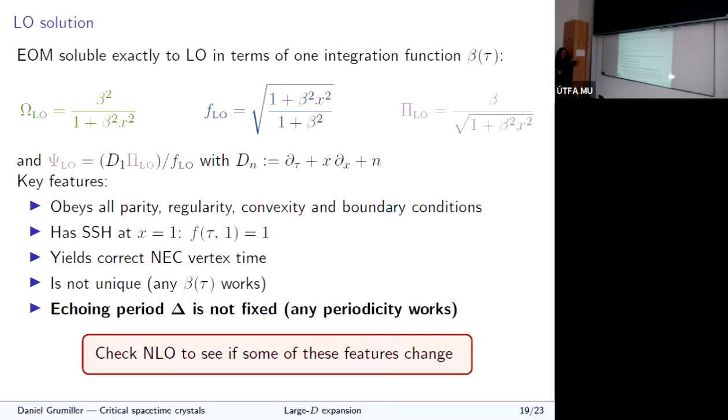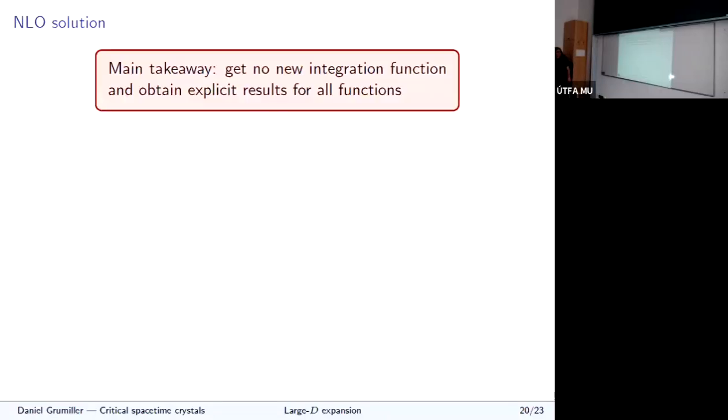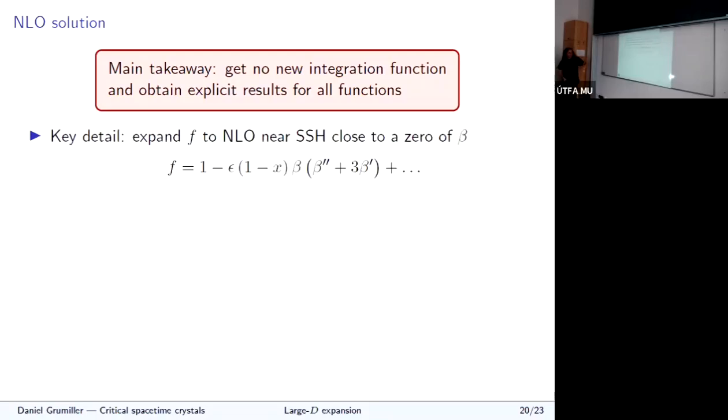Still, we wanted to see what happens if we go to next-to-leading order to see if some of these features change. So I'm not going to show you the next-to-leading order solution explicitly. It's very simple. It's again expressed in terms of elementary functions. The main takeaways: we get no new integration functions, and we obtain explicit results for all functions. One key detail I want to highlight: when you expand this SSH function to next-to-leading order near the self-similar horizon, close to 0 of beta, then this is what you get. So the subleading term is this epsilon times 1 minus x.